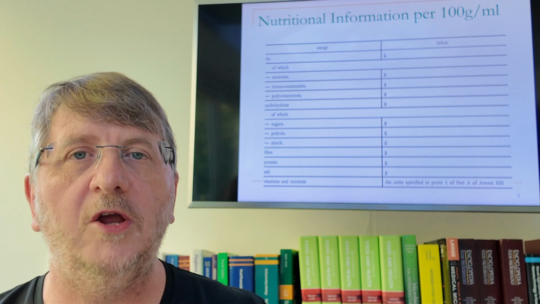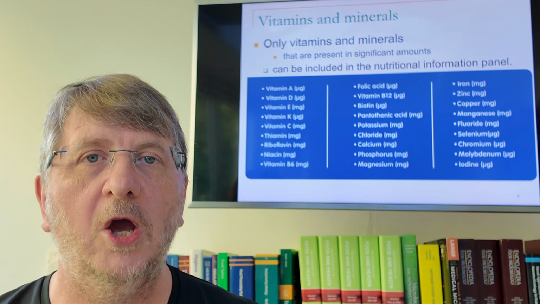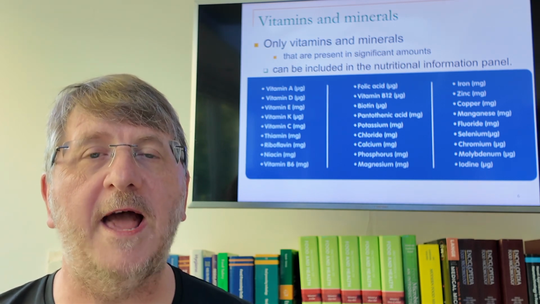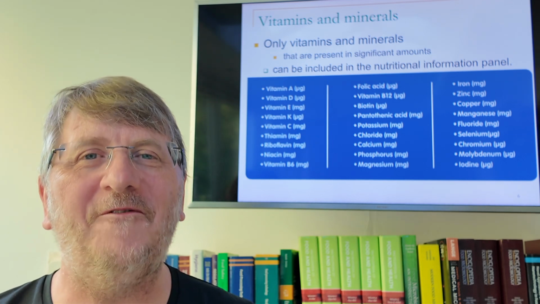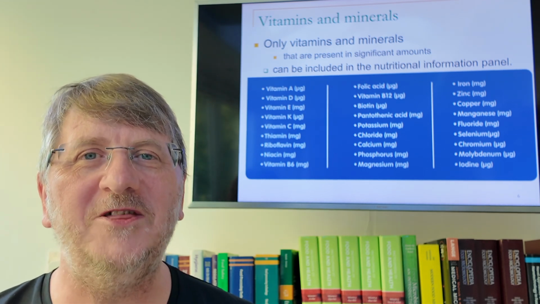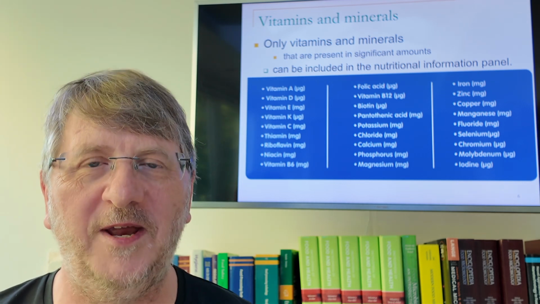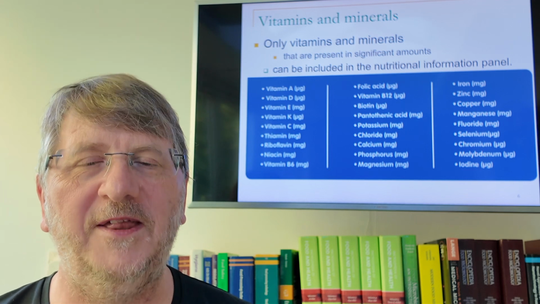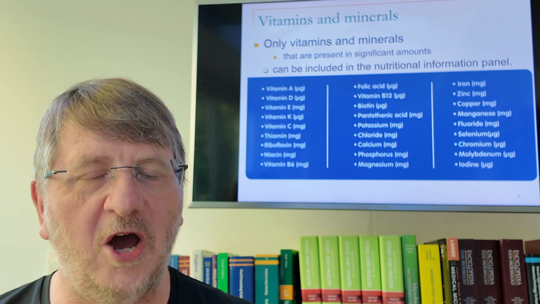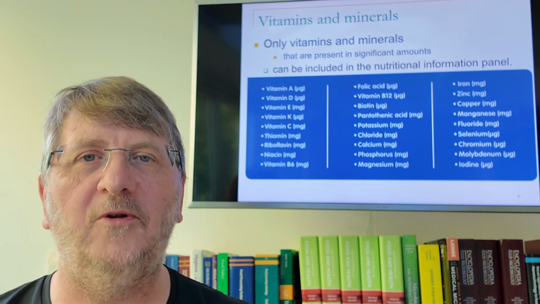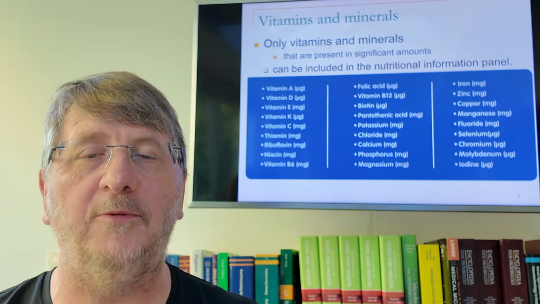Vitamins and minerals, you need to go to a separate table to find further information. You can only include vitamins and minerals that are included within the reference table of the regulations. So if they're not listed in that table, you can't include them. You must use the units that are prescribed within the regulations as well for vitamins and minerals, and they will vary. But you can only declare a vitamin and mineral in your nutritional table if they are present in significant amounts in your food.